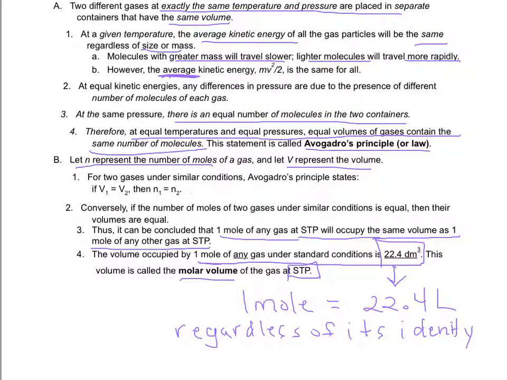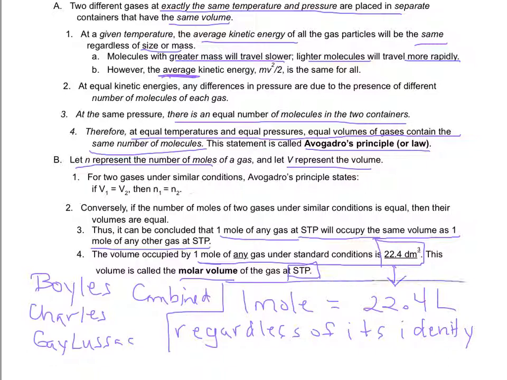Okay, and that's it for Unit 5. So we have completed this unit, and we have 4 laws that you need to make sure you know. They're Boyle's, Charles's, Gay-Lussac's, and the combined gas law. Make sure you know those formulas before we have the test on Friday, and make sure you know how to work those types of problems with those gas laws.